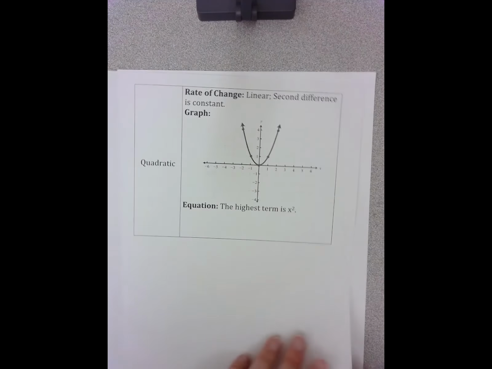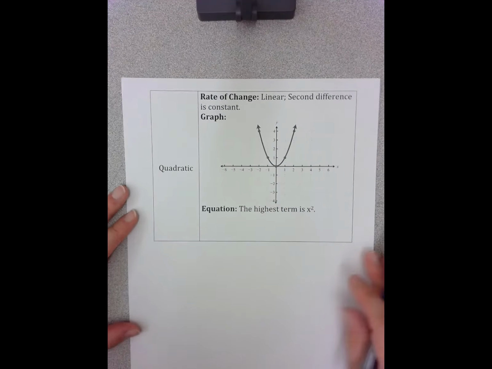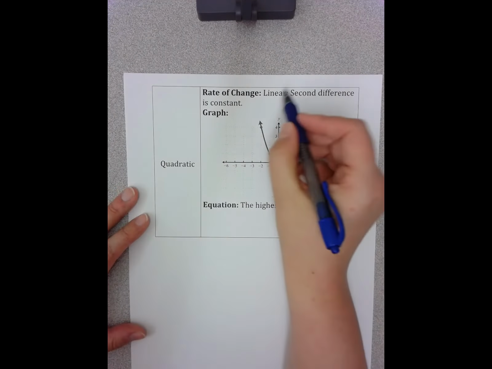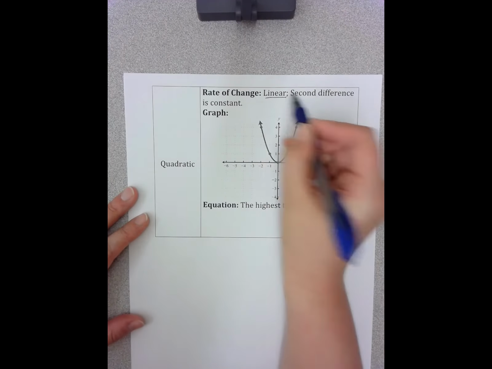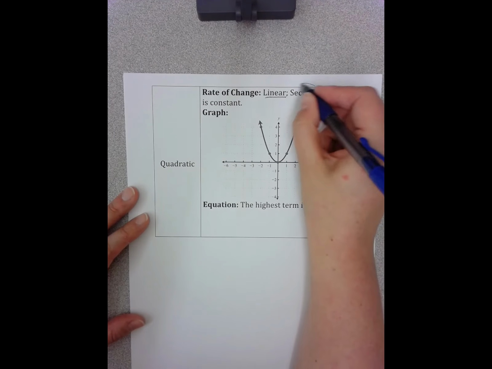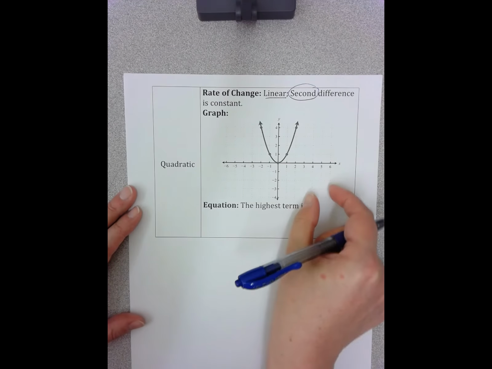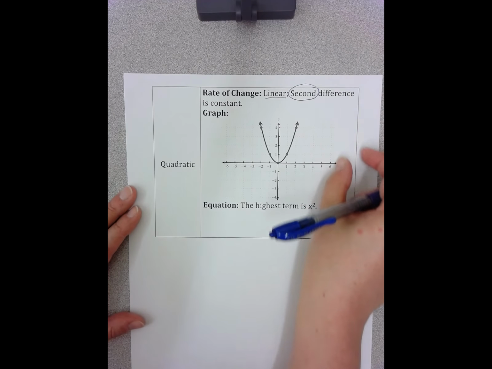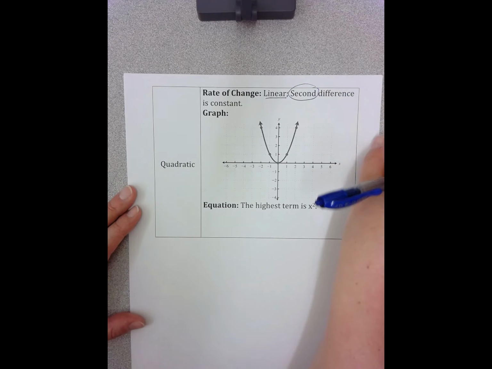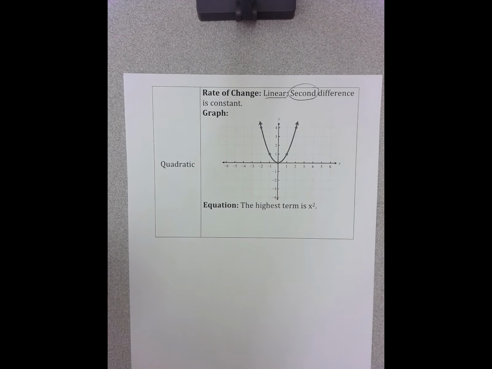The last function that we're looking at and comparing are the quadratic functions. For the quadratic function, it turns out that the rate of change is linear, meaning the second difference is constant. So when you're looking at a table and you have a quadratic relationship, when you look at the first difference, it's linear, and when you look at the second, it's constant. It's the same number being added or subtracted every time.